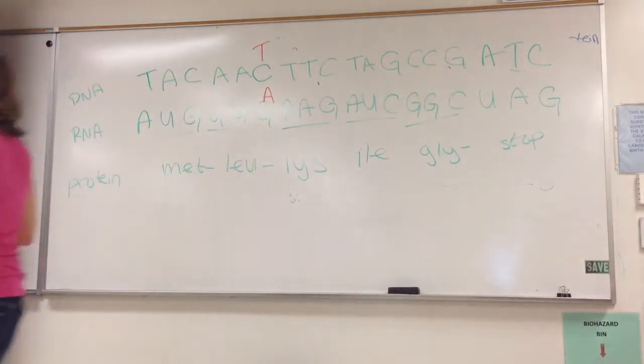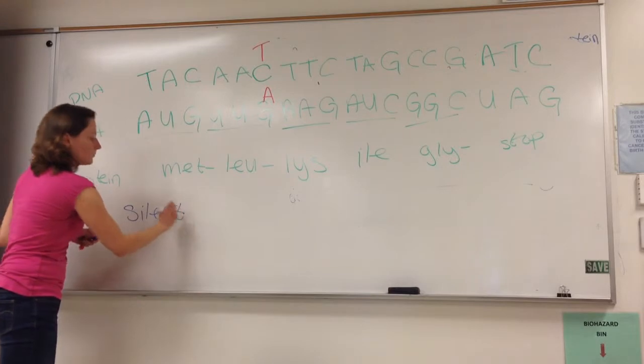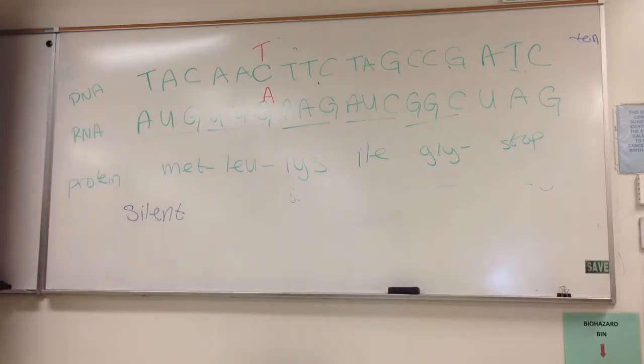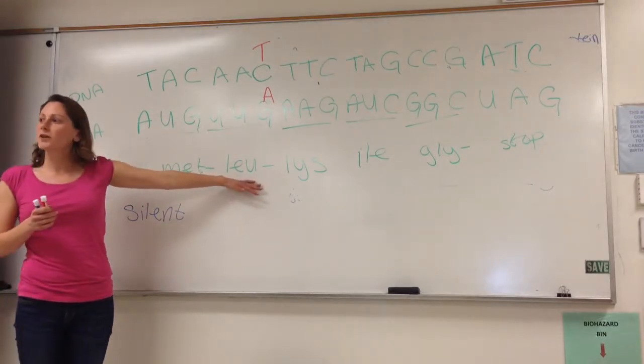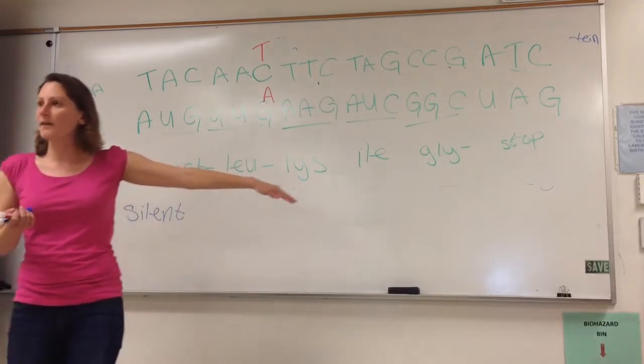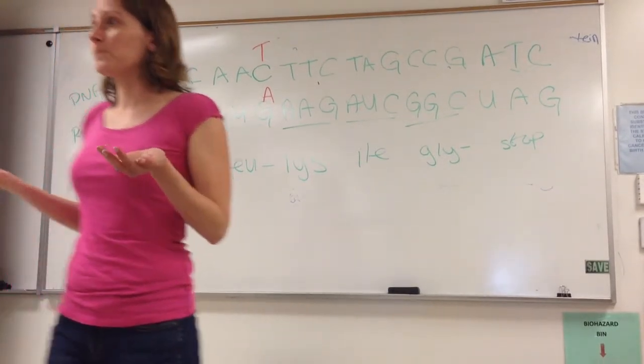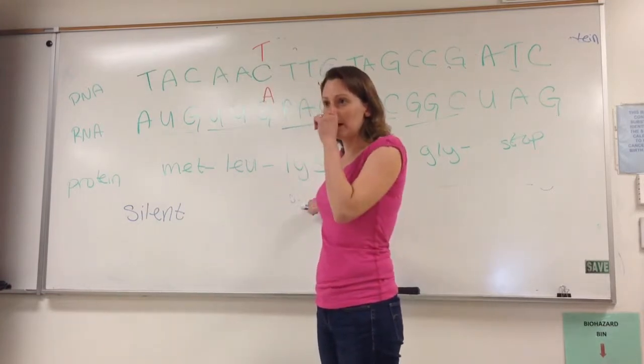So we call that a silent mutation. So the DNA sequence changed, the RNA sequence changed, but because of the redundancy in the genetic code, we still coded for leucine. So what effect would you imagine that might have on the protein? Or on the cell? Probably nothing, right? So that's the exact same protein being made.